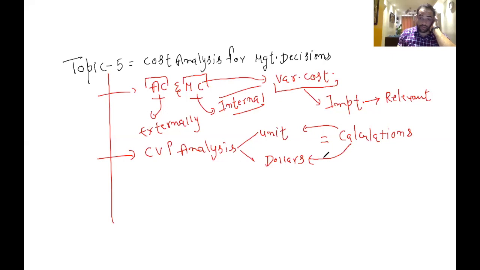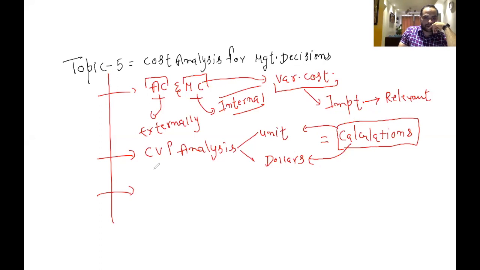So make sure you remember the formula for break-even in units. It's fixed cost divided by contribution margin per unit, right? And break-even in dollars is total fixed cost divided by contribution margin ratio. Ratio means contribution margin divided by sales multiplied by 100. So make sure you know the formulas, because of course I will ask you calculations on how to calculate these.